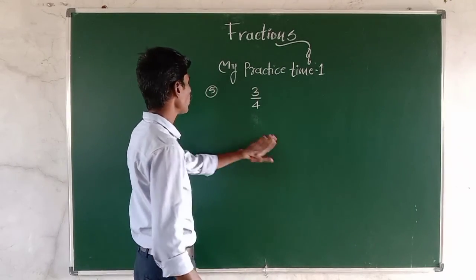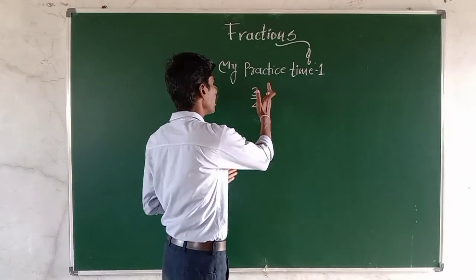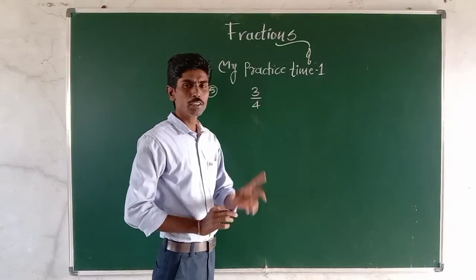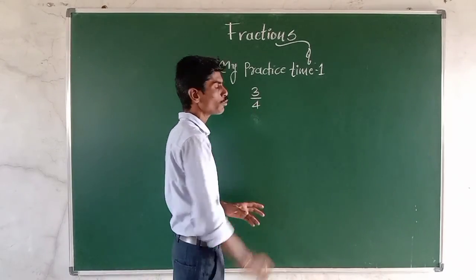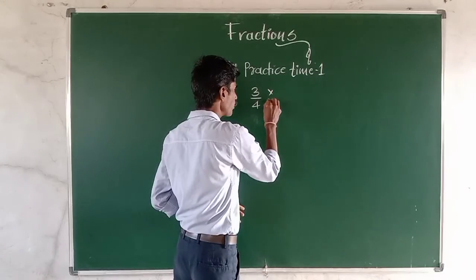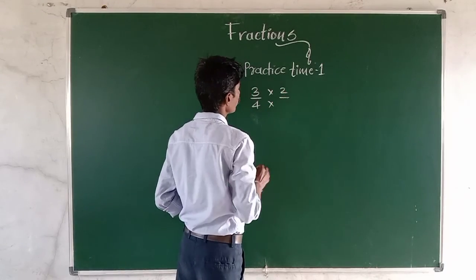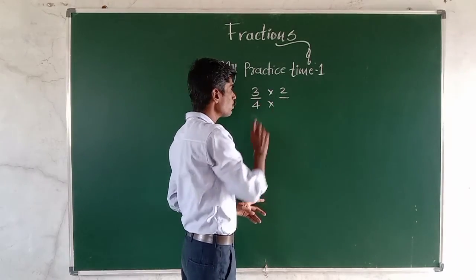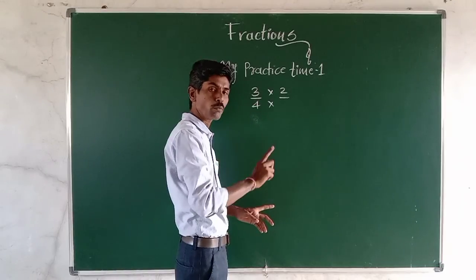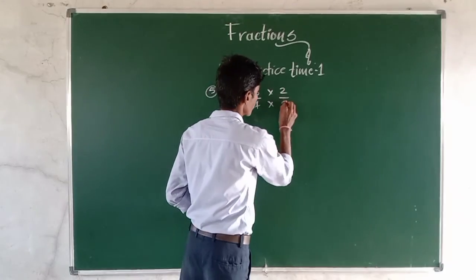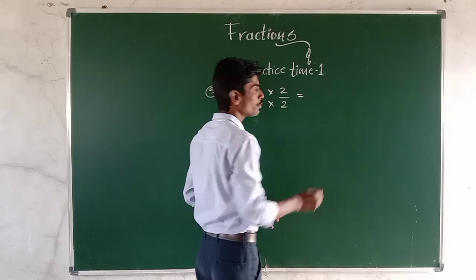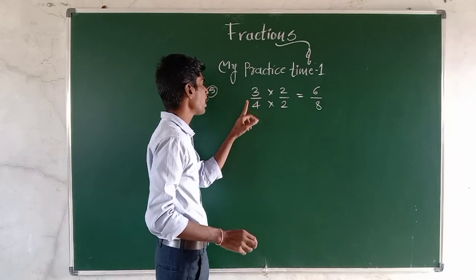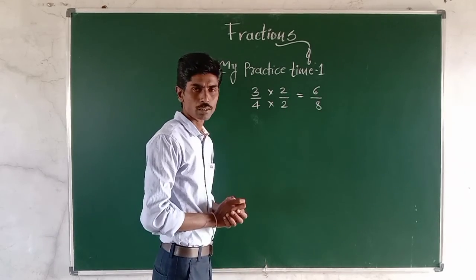Whenever you have to find equivalent fractions, you have to multiply or divide the numerator as well as the denominator by the same number. So 3 by 4 can be multiplied by 2. But remember that if you multiply the numerator by 2, you have to multiply the denominator also by 2. So 3 into 2 is 6, and 4 into 2 is 8. So 3 by 4 is equivalent to 6 by 8.